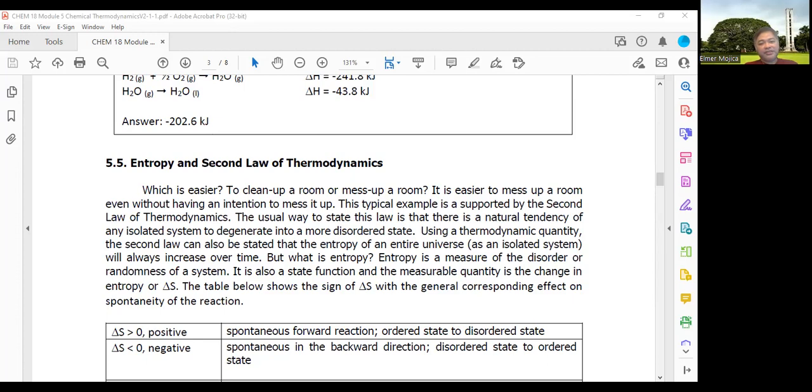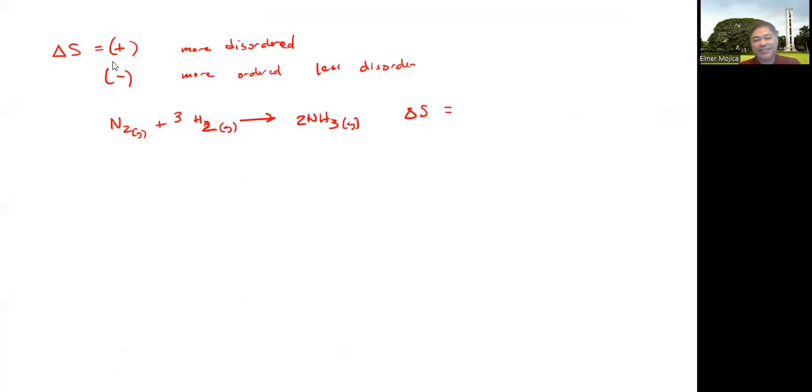So if I have this reaction, N2 plus H2, producing NH3. What is the delta S? I put here a gas, a gas, a gas. Ano yung delta S niya? Positive or negative? So if you have here the delta S, positive, more disordered, negative, more ordered or less disorder. So if I have the reaction here of nitrogen with hydrogen to produce ammonia, what is the delta S? Positive.